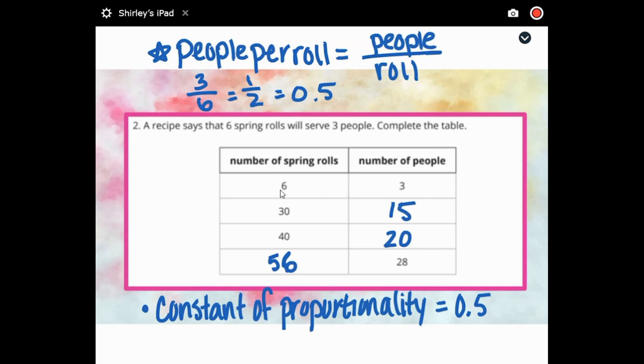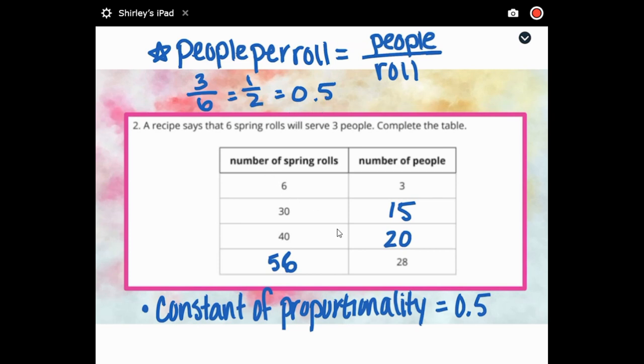So although I am dividing 6 by 2 to get 3 and 30 by 2 to get 15 and 40 by 2 to get 20, I have to think about what that means I'm multiplying by. So to find that value, that unit rate, we're always taking our right side divided by our left side. So I want to find people per spring roll, which is what I wrote up here, people per roll. So that means I'm taking the people divided by the number of rolls. So I did 3 divided by 6, which is the same thing as 1/2. And then if you want to make that into a decimal, you can.